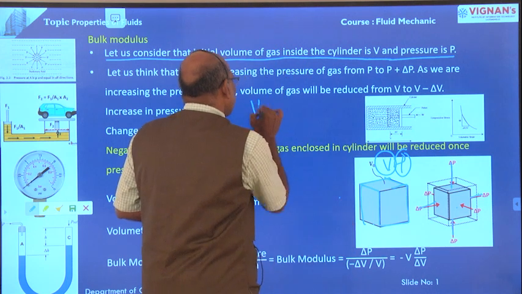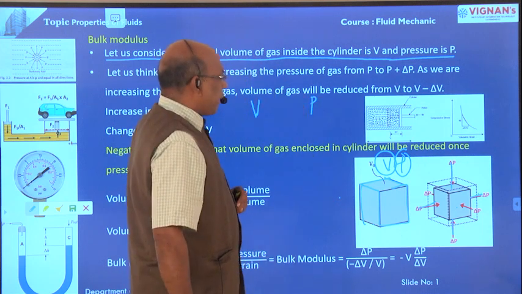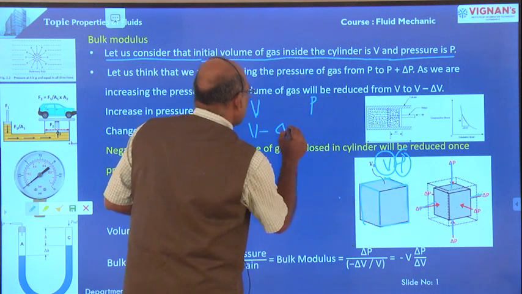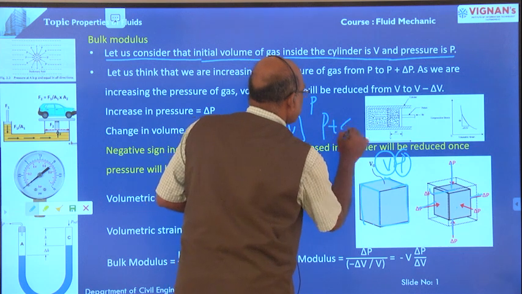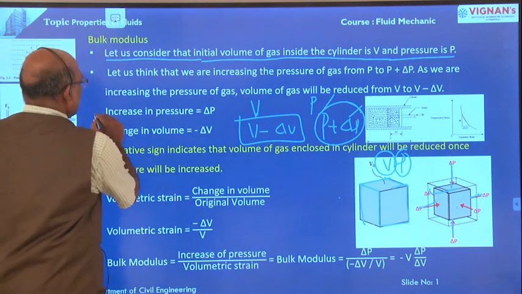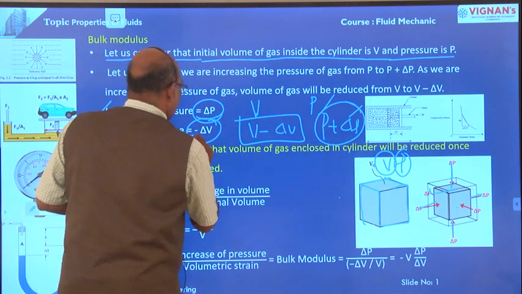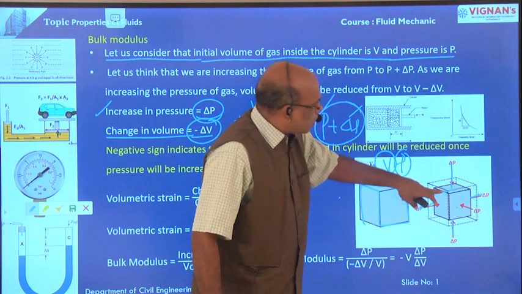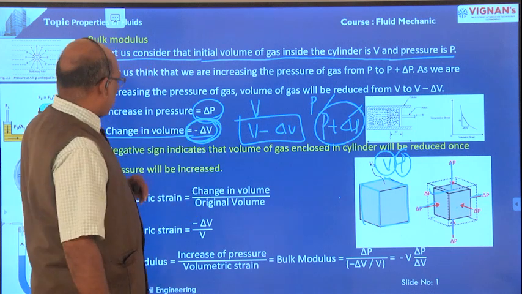Therefore, the initial volume of the substance is V, the initial pressure of the substance is P. After applying the pressure, the volume reduces to V minus delta V. This is the reduced volume. After applying the pressure, P plus delta P is the increased pressure. Here the increased pressure is equal to delta P, that is the additional pressure applied over the substance, and the change in volume is equal to minus delta V, which indicates that after applying the pressure, the volume of the substance reduces. Therefore, the change in volume is taken as a negative value.